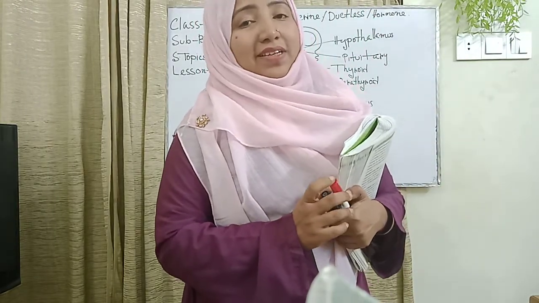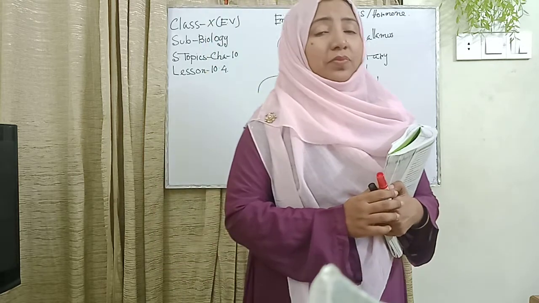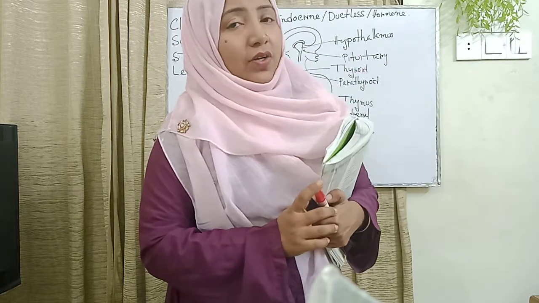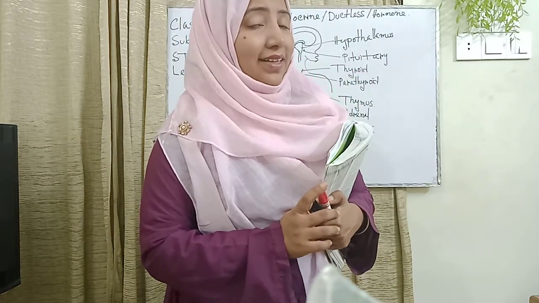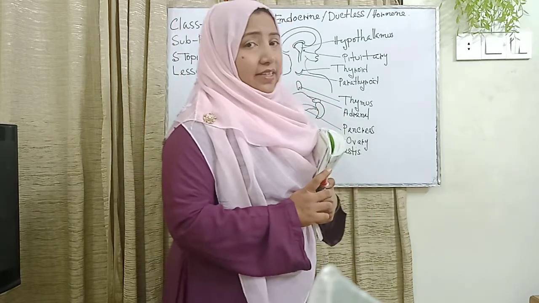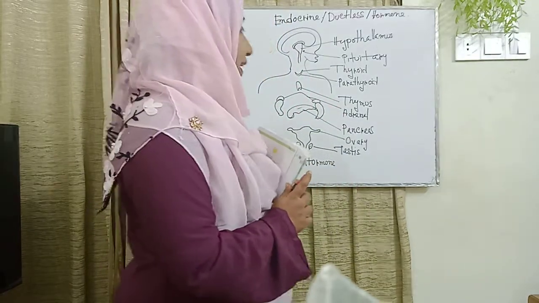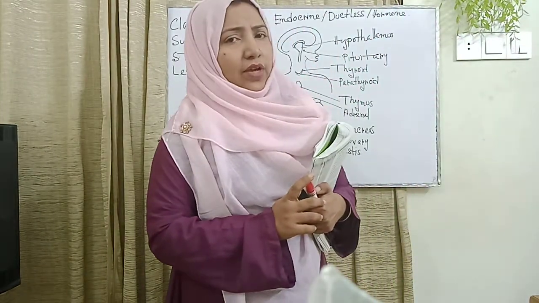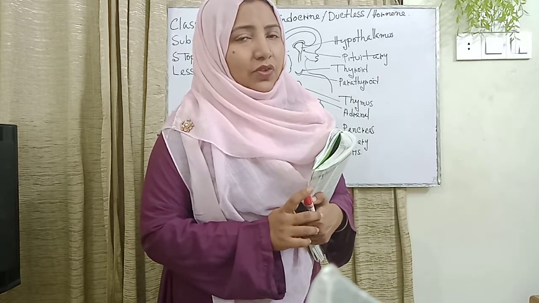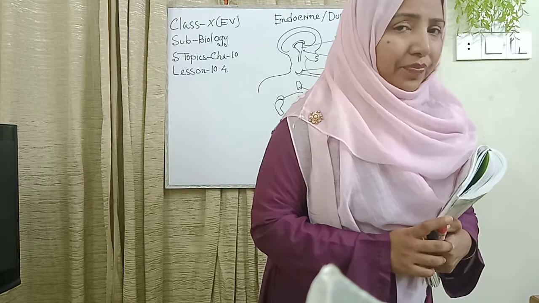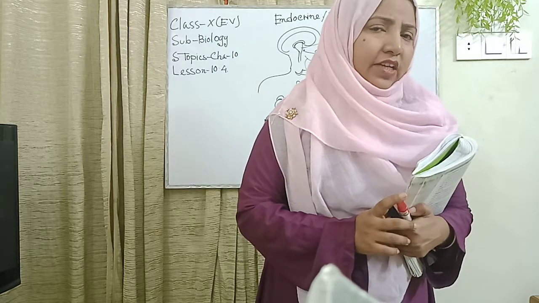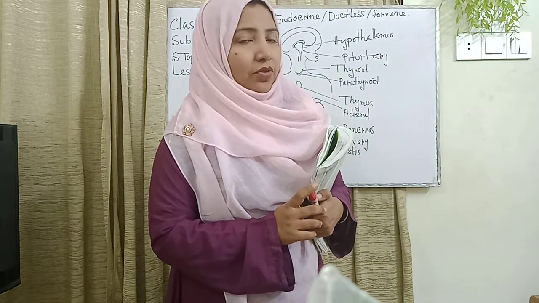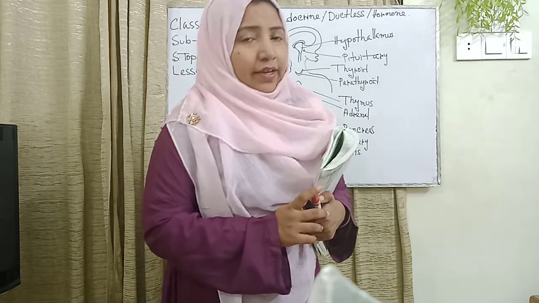Today our new topic is basically the last topic in this chapter on coordination. Today I will tell you about the ductless secretion, the ductless hormone and endocrine. Here we have two words: one is exocrine and the other is endocrine. Exocrine glands have ducts, and endocrine is another name for the hormone-secreting, ductless glands.